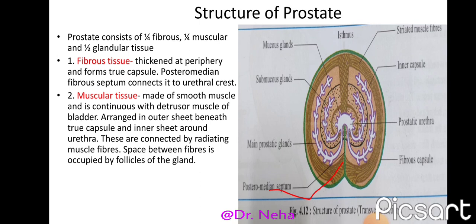Then the muscular tissue, it is made up of the smooth muscles and is continuous above with the detrusor muscle of the bladder. The smooth muscles are arranged in two sheets, the outer and the inner sheets. Outer sheets lying beneath the true capsule and inner sheet is lying around the urethra. They are connected with the help of radiating fibers, and between these fibers we will find the follicles of the gland, as we can see in the image.